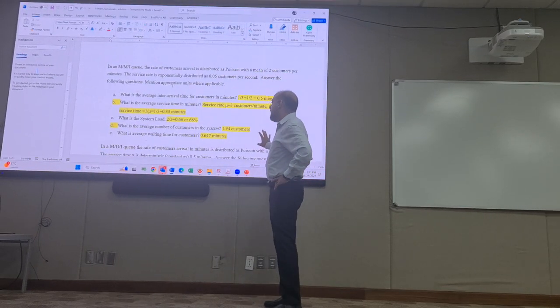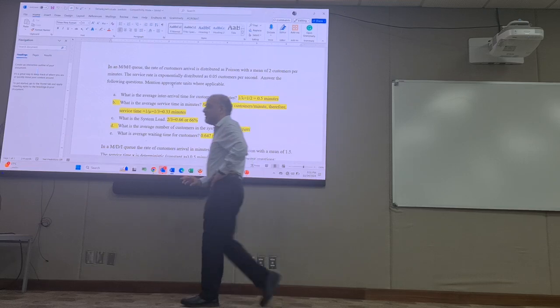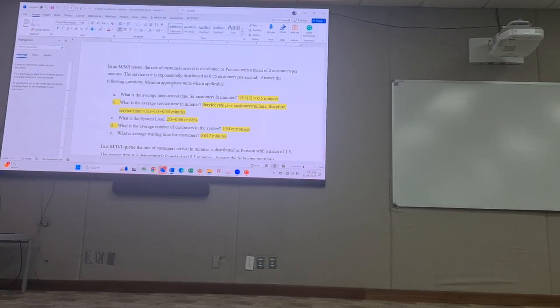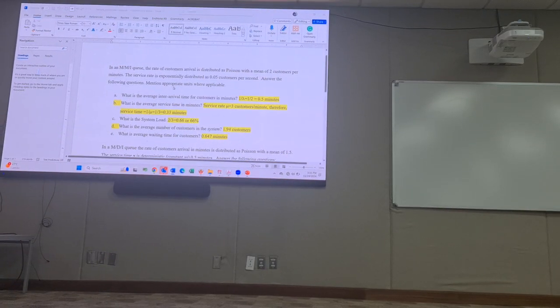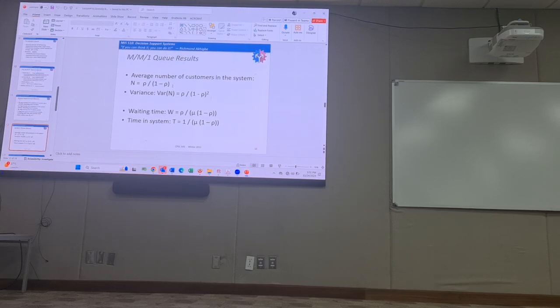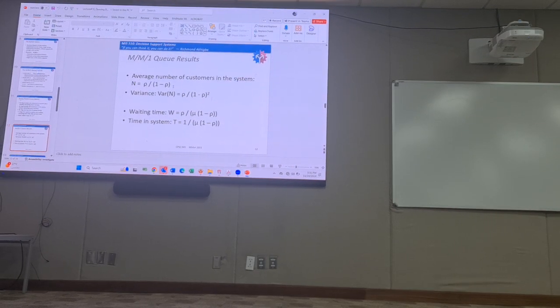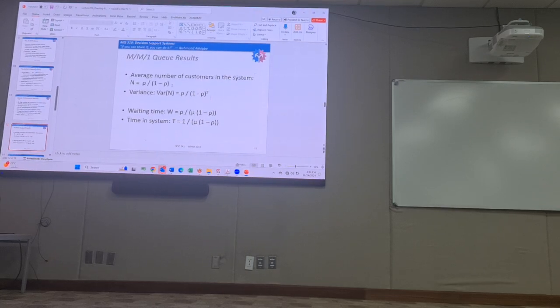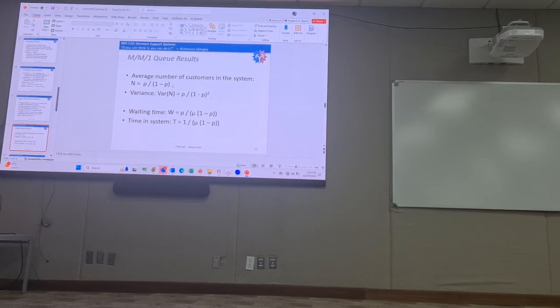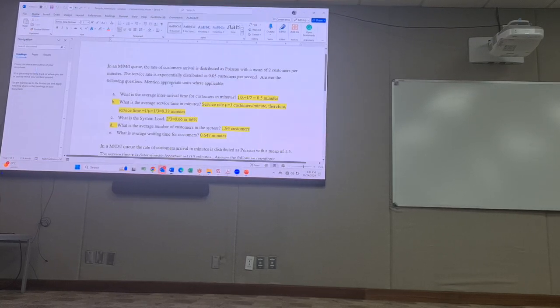And then what is the average number of customers in the system? To answer that, you just need to know the formula. What is the formula? Rho over 1 minus rho. So you just put 0.66, or 66 over 100 minus 66 if you're dealing with it in percentage, okay? And when you substitute that, it turns out to be 1.94.